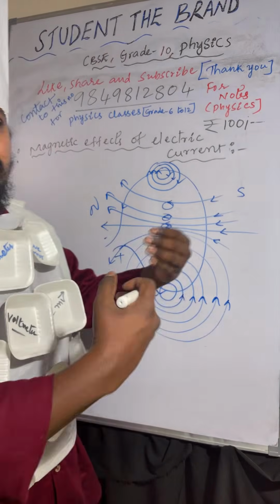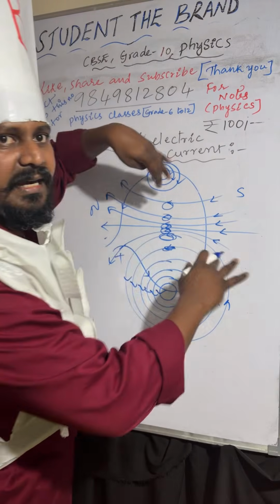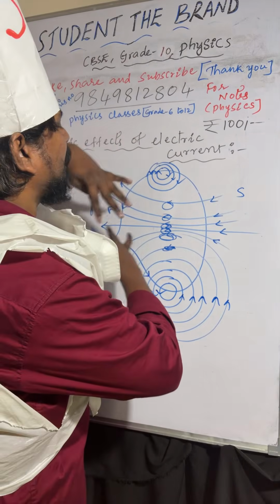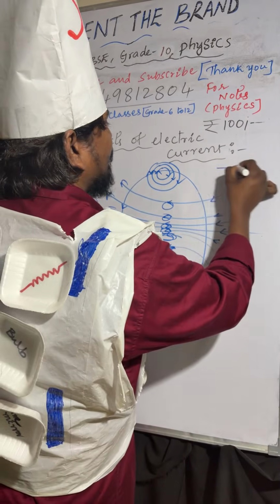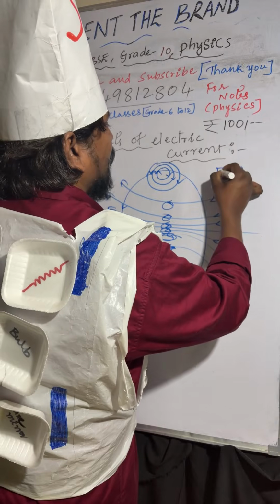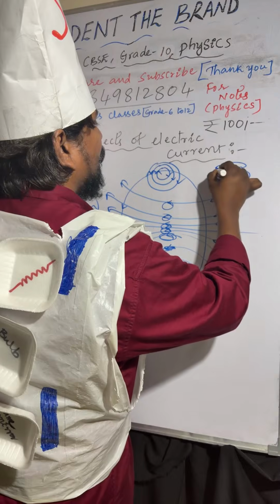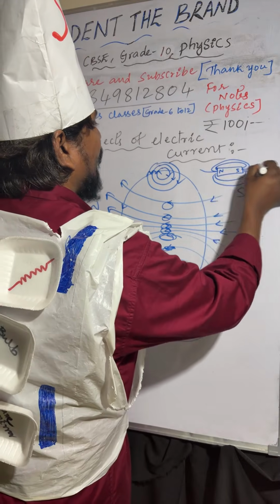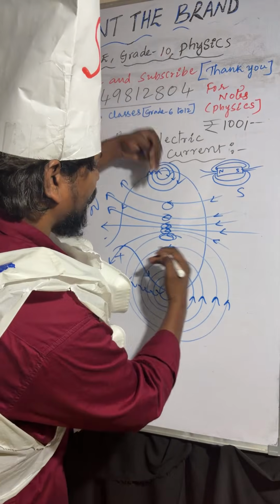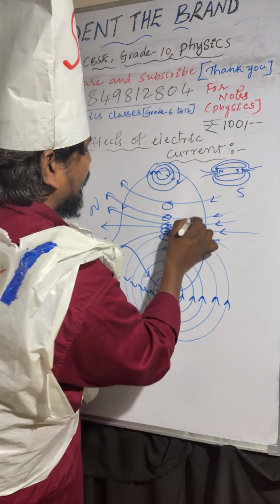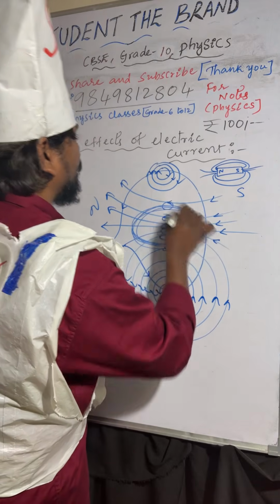So here the loops keep on increasing like this, like this, like this. Exactly at the center, these lines become parallel lines. Even in the bar magnet, you can observe north and south. If you keep on, the magnetic field lines coming like this will become parallel here. So here also, at the center, the magnetic field will be uniform.